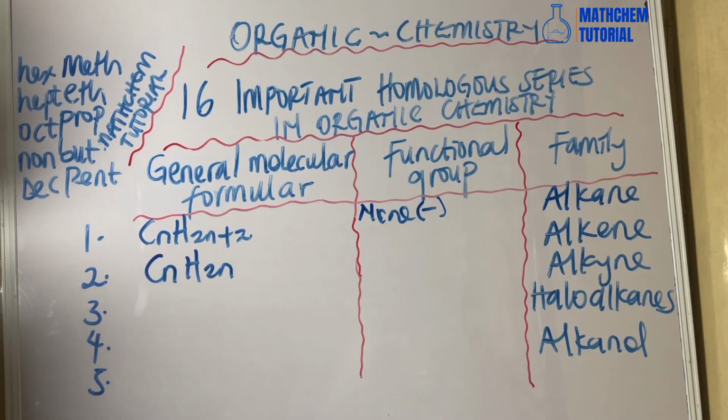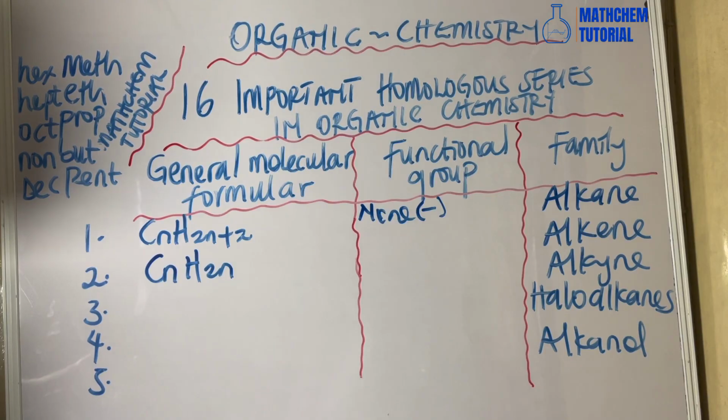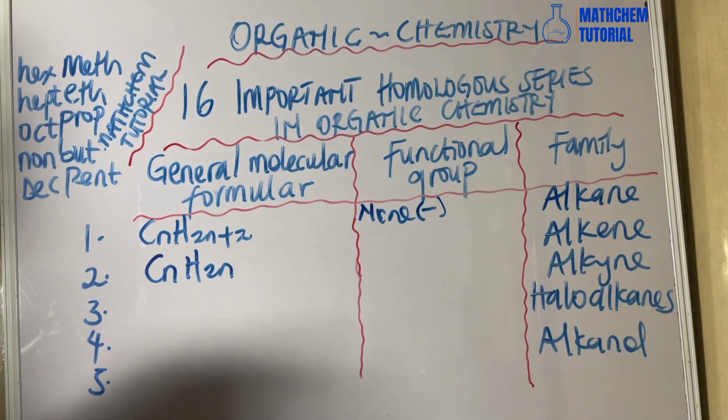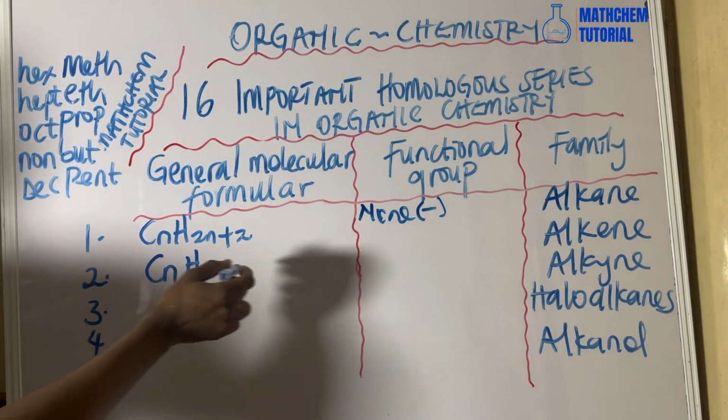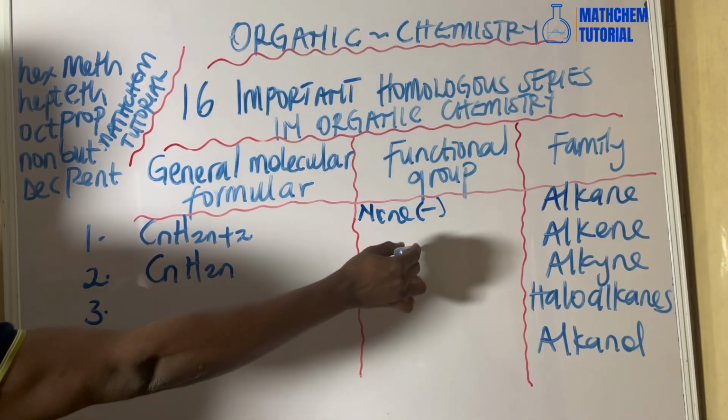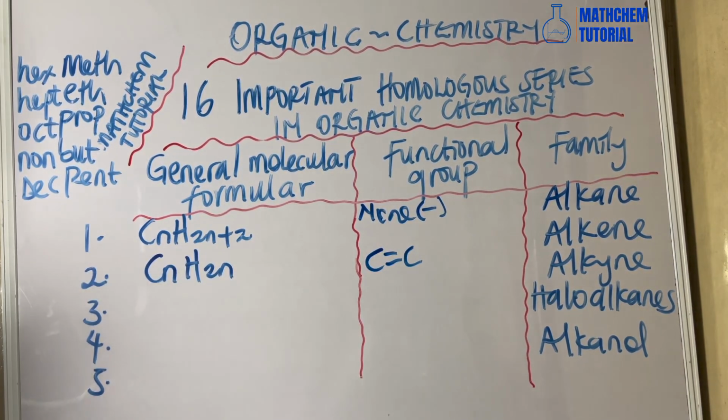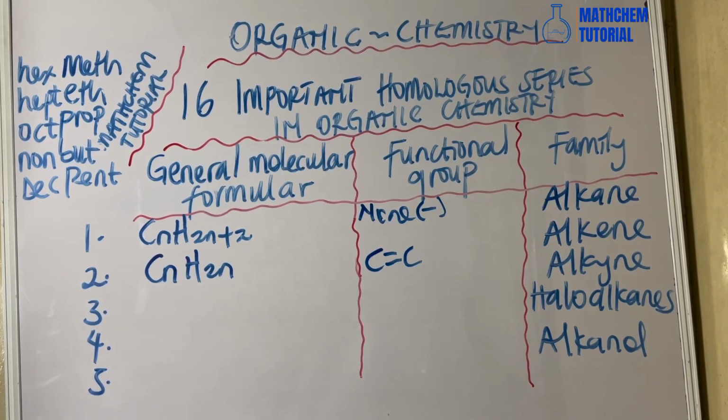Now, what is the functional group for alkene? A functional group is a group of atoms, radicals or bonds in a homologous series. So they have similar chemical properties, and they allow us to identify what that compound is. Now the functional group for alkene is going to be C double bond C, just meaning that it has a what? A double bond.